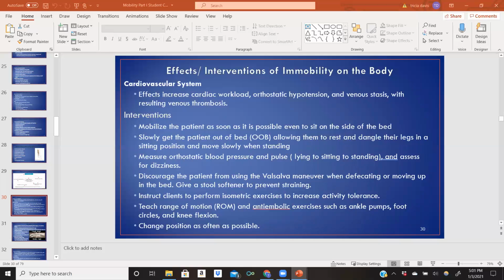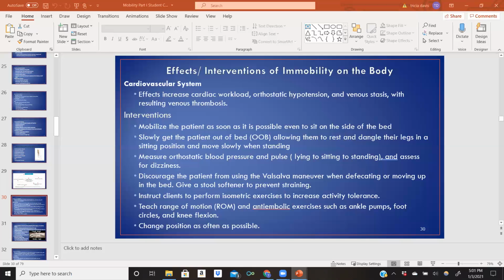You're going to have venous stasis, which means that the heart is trying to work so much harder to get all that blood out, okay? So you're not getting that good venous return. So if you're not getting that good venous return, the blood comes out the left side of the heart, it goes through the body, and then maybe when it gets to your legs, it's going to pool, it's going to stay. And that's going to cause venous thrombosis, or what we call blood clots. So what are some interventions you can do to help that immobile person? You can mobilize the patient as soon as possible, even to sit on the side of the bed.